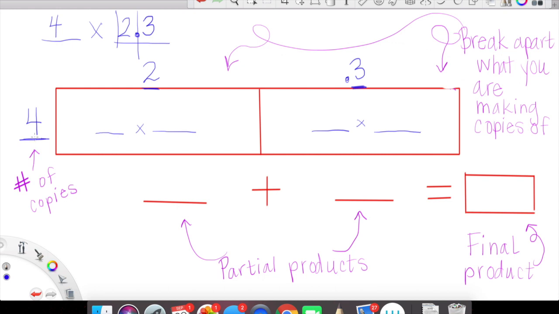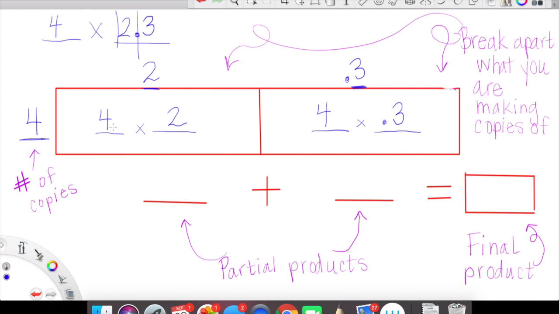Okay, so now we need to go ahead and write our expressions inside each of our rectangular pieces. So here we're going to make 4 copies of 2, because there's a 2 on top of this section of the rectangle. For this rectangle, we're still looking at 4 copies of, but this section of the rectangle is labeled with 3/10. So our expression for this side of the rectangle is 4 times 3/10.